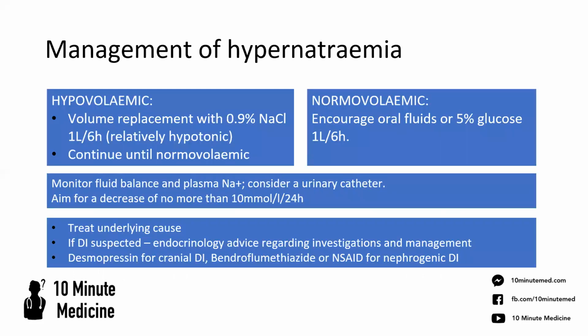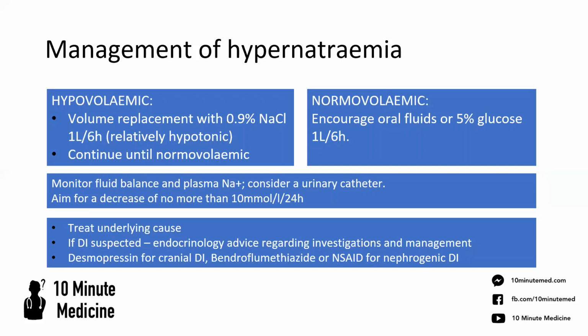So how do you manage a patient with hypernatremia? As I said before, volume status will determine the management. If a patient is hypovolemic, you have to replace their circulating volume using 0.9% sodium chloride, usually with 1 litre every 6 hours. Although this is counterintuitive, in a patient who is hypernatremic, 0.9% saline is actually relatively hypotonic, and you will continue infusions of 0.9% sodium chloride until a patient is normovolemic.